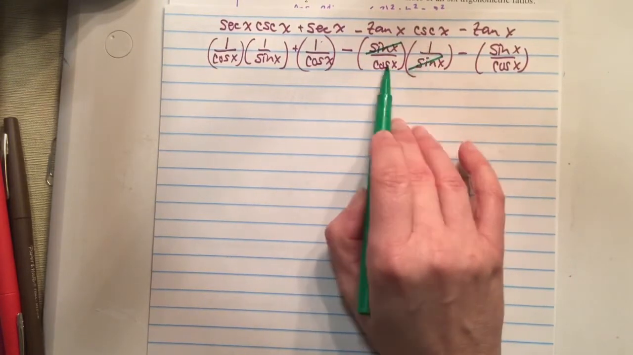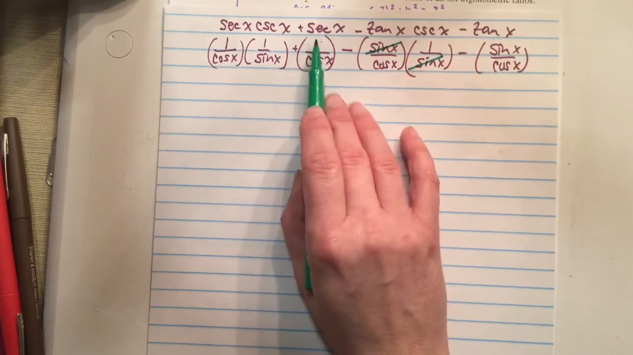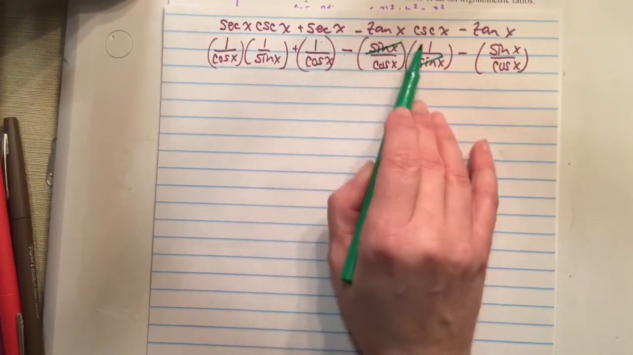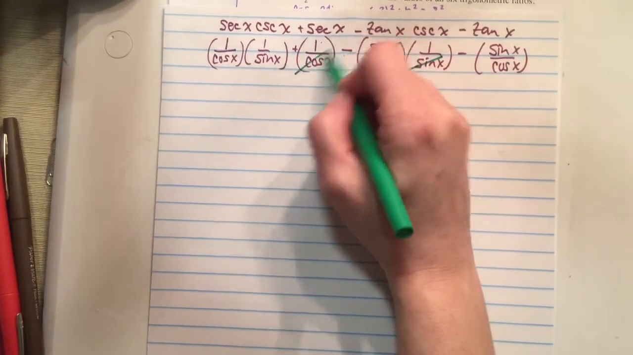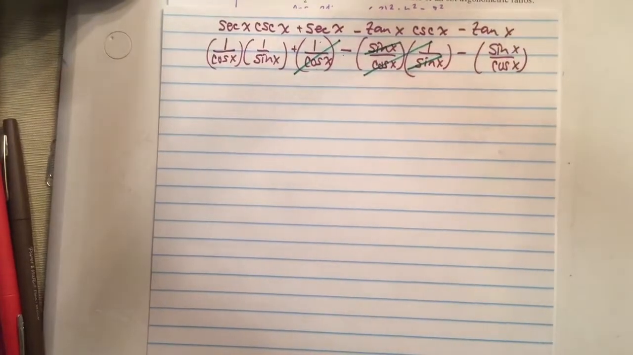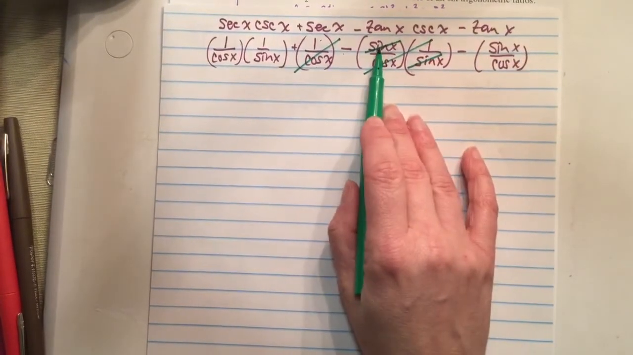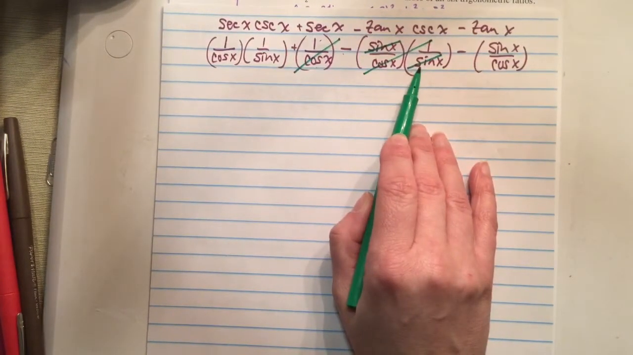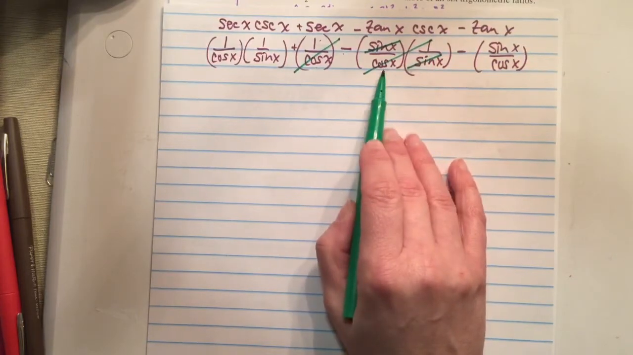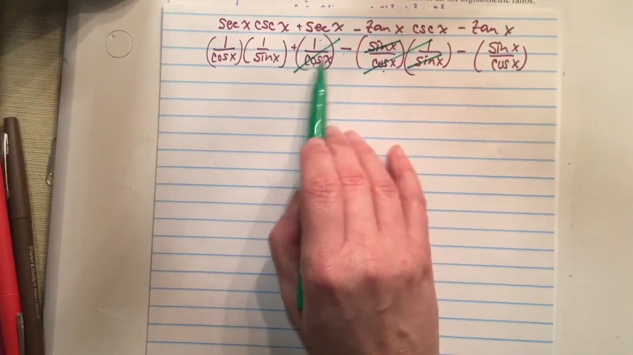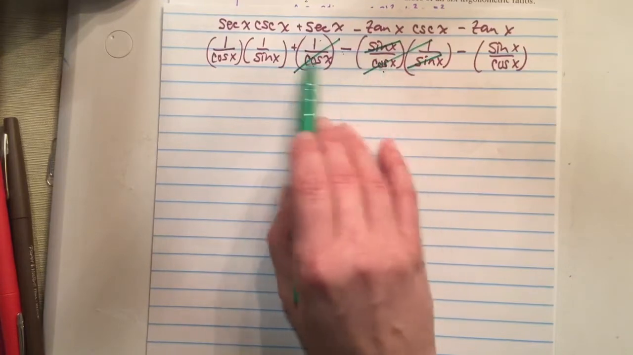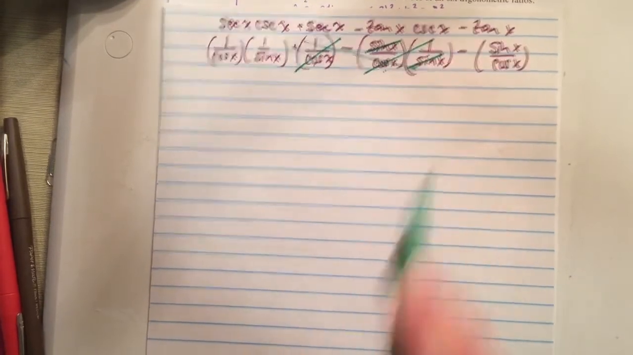That would leave me with 1 over a cosine. So I have a positive 1 over a cosine minus 1 over a cosine. So these two things can totally eliminate themselves. So sine of x, cross-canceled sine of x, leaving you 1 over a cosine of x. 1 over a cosine of x minus 1 over a cosine of x is 0, so the middle is gone.